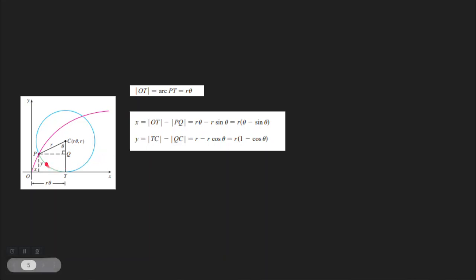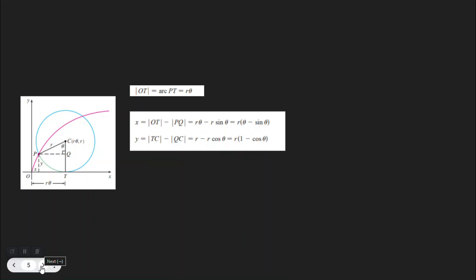Similarly, for y, I need this distance over here, which is going to be TC minus QC. QC is the cos component of r, and CT is my radius itself, which gives me r into 1 minus cos theta. And here we get the equation of our cycloid, of the components, obviously.